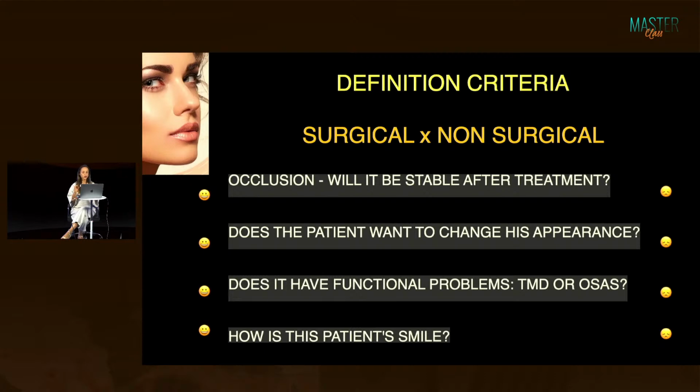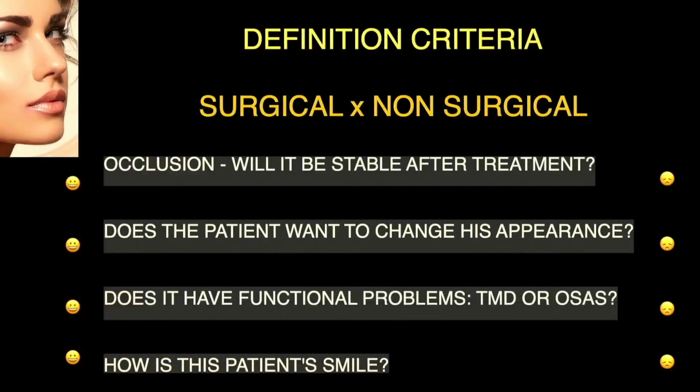What is the criteria that I use to define if the case will be a surgical or non-surgical case? So first of all, I will see the occlusion, and I will try to understand if the occlusion will be stable after the treatment. If I do any kind of orthodontics for this patient, will it be stable after the treatment, or do I need a surgery to help with the stability of that case?